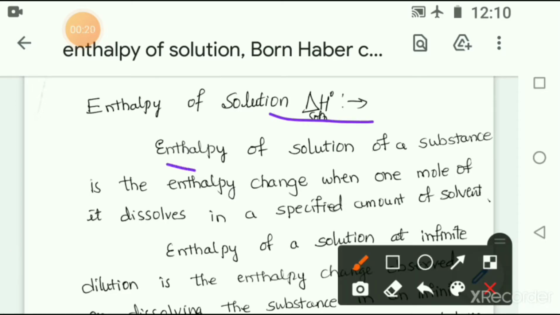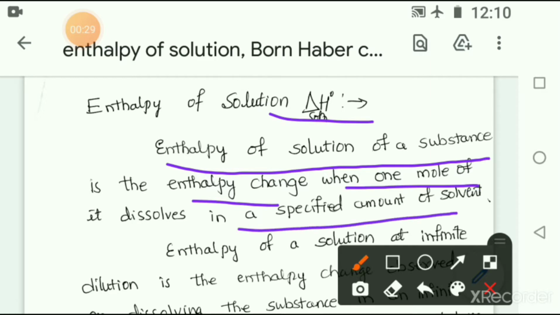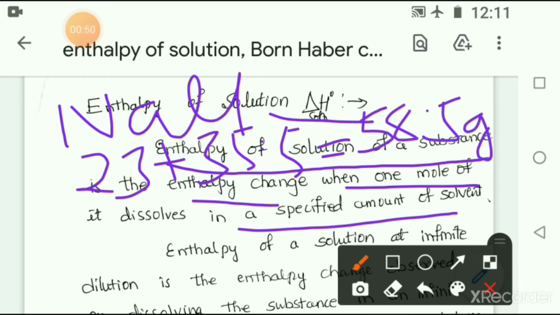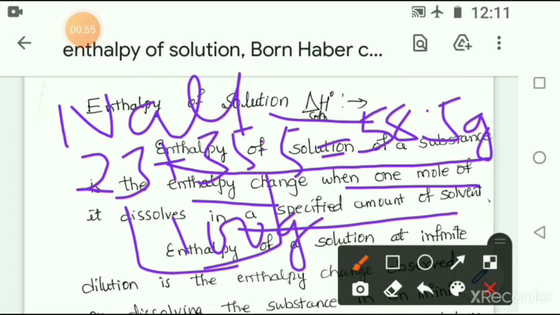Enthalpy of solution is denoted by delta H naught solution. It is the enthalpy change when 1 mole of the substance dissolves in a specified amount of solvent, say for example 100 gram of solvent. If we take 1 mole of sodium chloride, the atomic mass of sodium is 23 and chlorine is approximately 35.5, so we get 58.5 gram. If we dissolve 58.5 gram in 100 gram of water or 100 ml of water, whatever enthalpy change we observe is called the enthalpy of solution of sodium chloride.